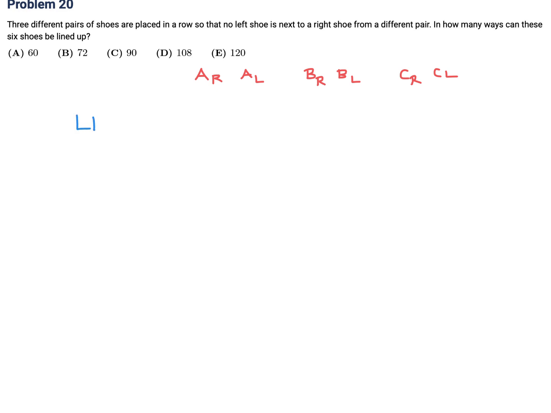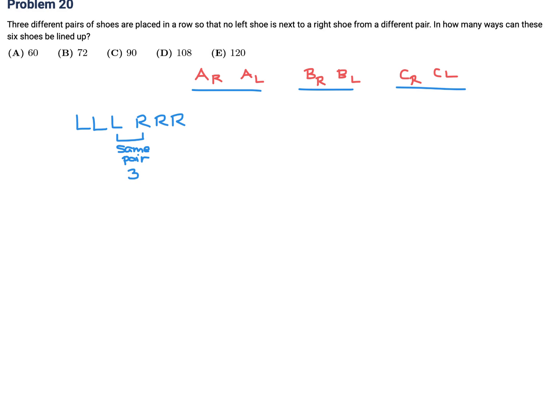So the first one would be L, L, L, R, R, R, like that. Now, the ones that are beside each other, where one is left and one is right, they have to be the same pair. If they're not the same pair, then they fail the rule, the law, I guess, of this question. So in this particular case, we have 3 possible pairs to choose from. We can choose either this pair, this pair, or this pair.